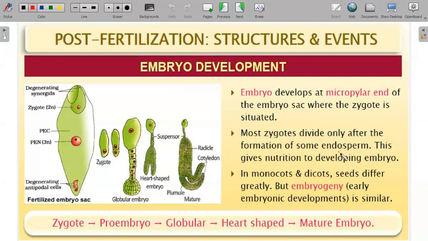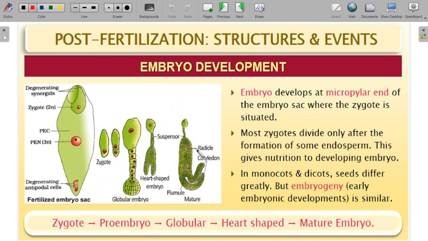Okay, fine. Now, the endosperm is nourishing the embryo. So, what will occur to the embryo? The zygote has transformed into an embryo. The zygote will transform into a pro-embryo. Pro-embryo transforms into a globular embryo. Globular embryo transforms into a heart-shaped embryo. Heart-shaped embryo transforms into a mature embryo, and it is for dicotyledons because they have two cotyledons.